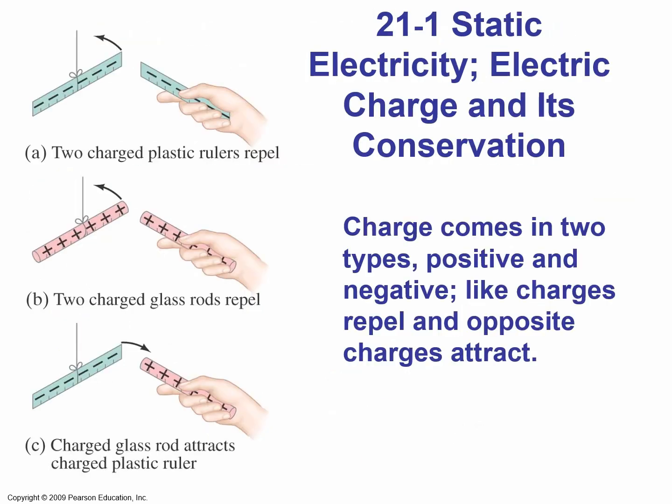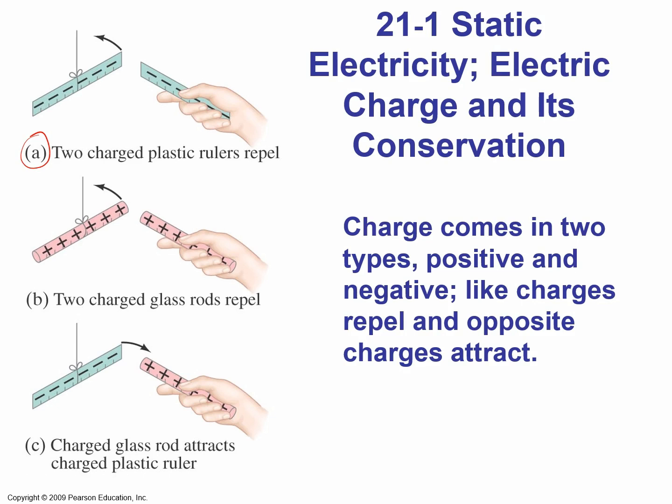Charge comes in two types: positive charge and negative charge. Like charges repel and opposite charges attract. As you can see on the left, a ruler is hanging from a string and we are holding another ruler. Both are negatively charged in part A, and as we bring the ruler closer to the one which is hanging, the hanging one starts rotating as it is repelled by the negatively charged ruler that we are holding in hand.